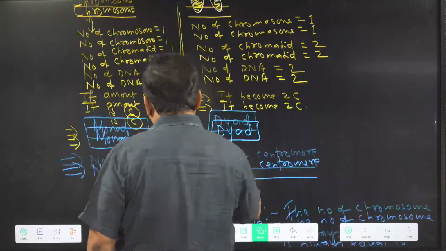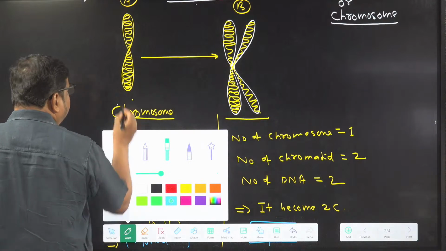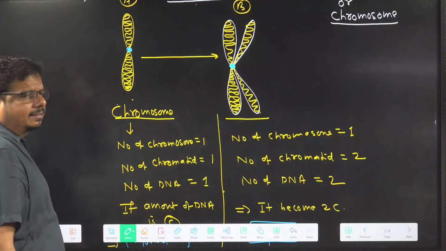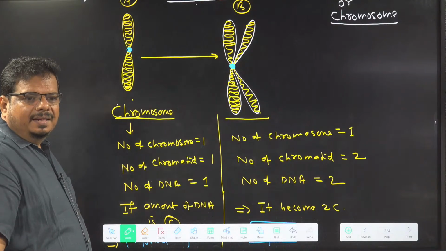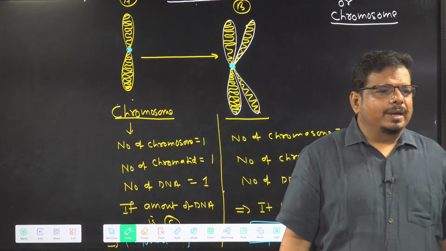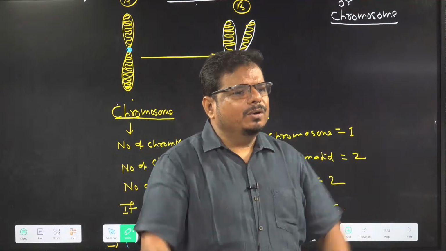So have a look here. In this diagram, how many centromere is there? And in this diagram, how many centromere is there? In both diagram, 1 centromere is there, na? So number of chromosome is equal to number of centromere. Make a thumb rule, you will not be confused.